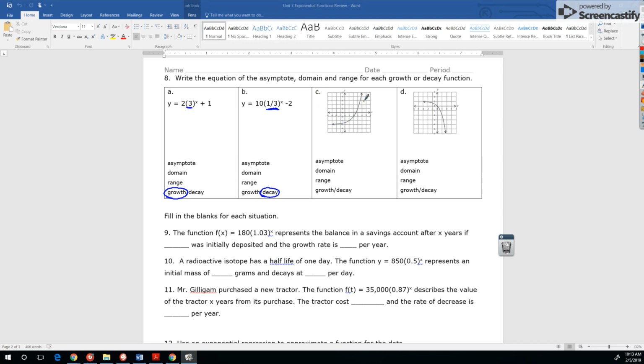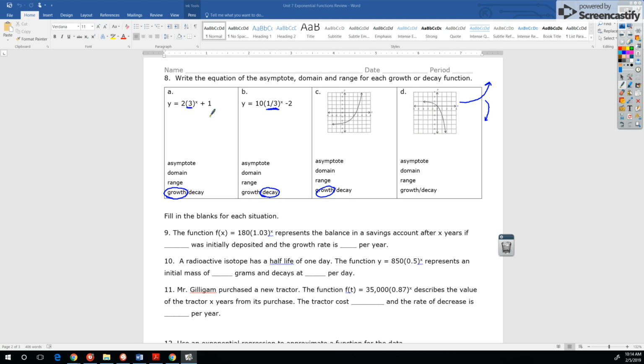On C, it's pretty easy to see that it's growth. It's going up from left to right. And actually, D is neither. This is actually a growth that is reflected down over the axis. So I'm not really going to say that this is growth or decay because it's a reflection over the x-axis of a growth.